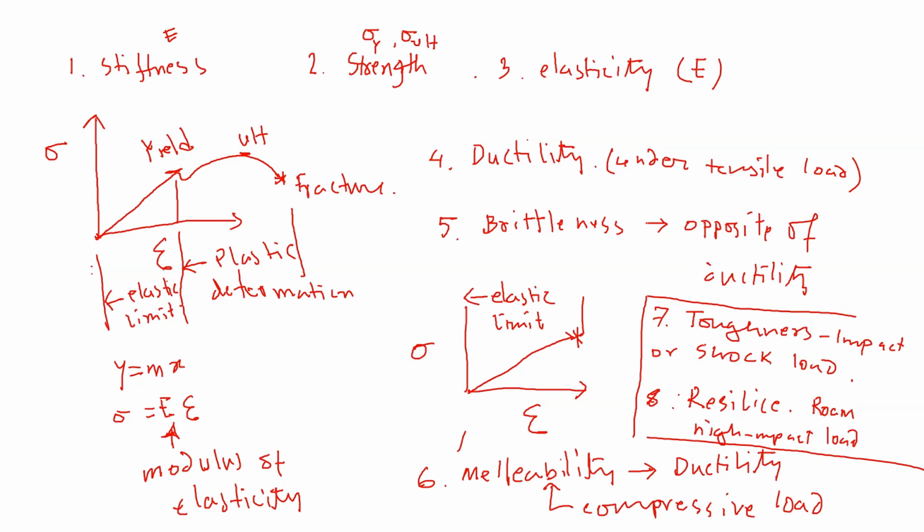Now toughness is more related to the plastic deformation, resilience more related to the elastic. Toughness is actually a complex property, but resilience is more specifically within the elastic limit. Toughness on the other hand is more plastic deformation. So that's the 8 properties of material.